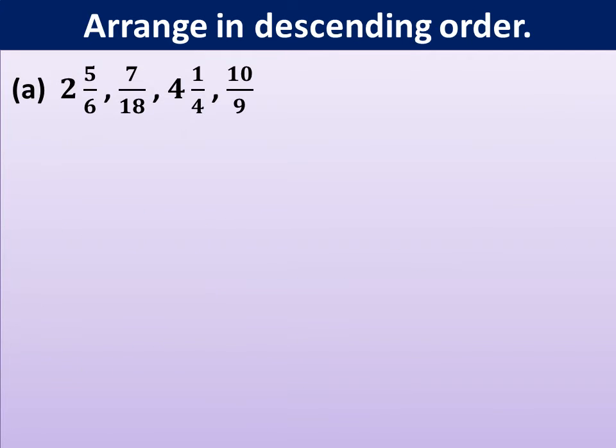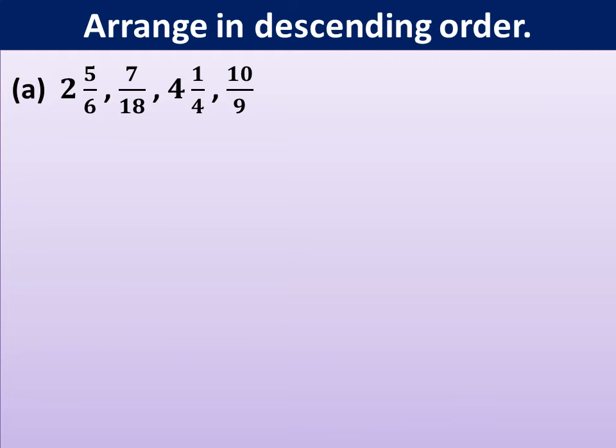Our next topic is arrange the fractions in descending order, and the question is 2 5 upon 6, 7 upon 18, 4 1 upon 4 and 10 upon 9. See, all the denominators are different. To make the denominator same, we will convert them into like fractions. For this, we need to find the LCM of 6, 18, 4 and 9.